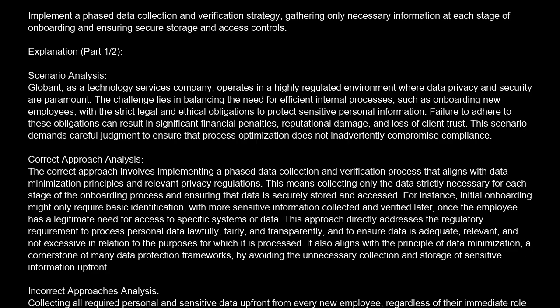The correct answer is B. Implement a phased data collection and verification strategy, gathering only necessary information at each stage of onboarding and ensuring secure storage and access controls. Explanation.